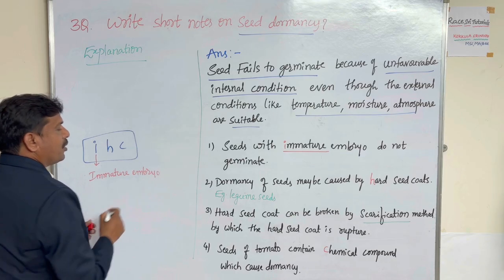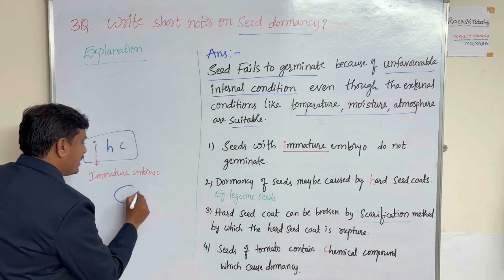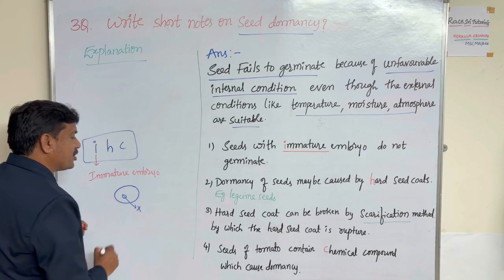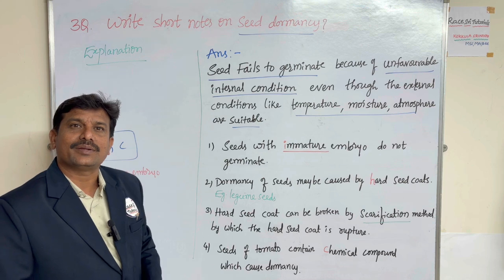So what does immature embryo mean? For example, if you take one seed, within the seed the embryo is present, but that embryo is not developed, not mature. So that's why the seeds are not germinated. That is the first reason.